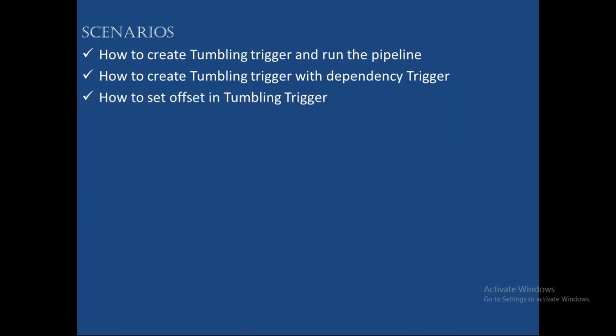Next, how to set offset in a tumbling trigger. I will tell you what offset means. I will discuss it with graphs, some kind of a visual, so that you will have more clarity.